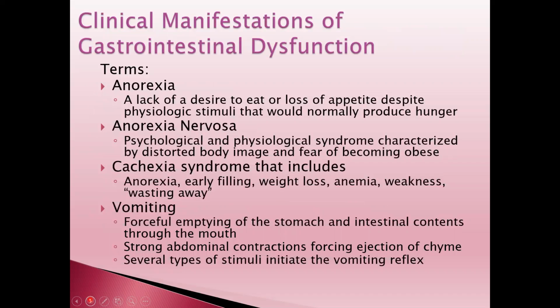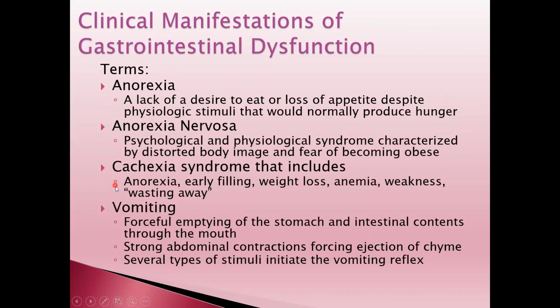There are a few terms I want to talk to you about here in clinical manifestations of gastrointestinal dysfunction. One is anorexia. Anorexia is a lack of desire to eat or loss of appetite despite physiologic stimuli that would normally produce hunger. Anorexia nervosa, on the other hand, is a psychological syndrome characterized by a distorted body image and fear of being obese. Anorexia can be caused by somebody just not wanting to eat because of medication or a disease process, but anorexia nervosa is generally a psychological condition. Anorexia can be exhibited by a lot of our patients.